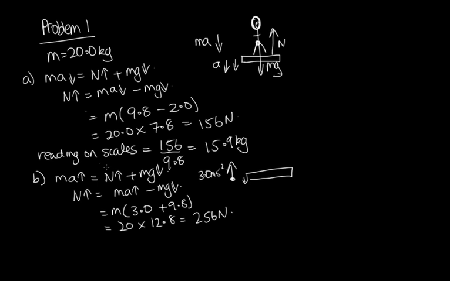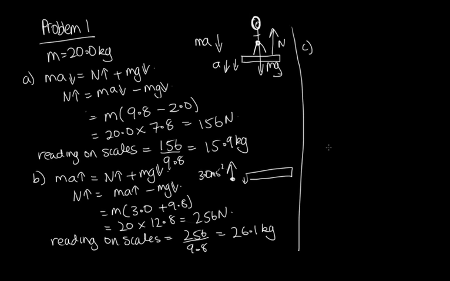And then we want to convert it to a reading on the scales. So in order to convert it to a reading on the scales, we divide by 9.8. So we've got reading on scales is equal to 256 divided by 9.8, which is equal to 26.1 kilograms. Now part C.